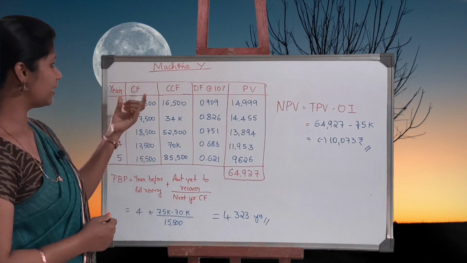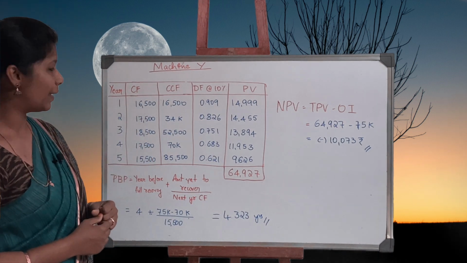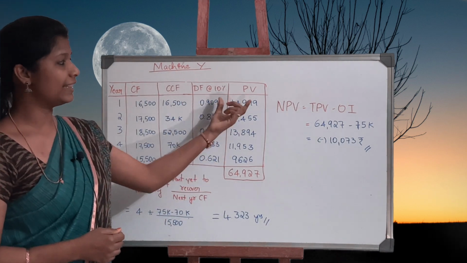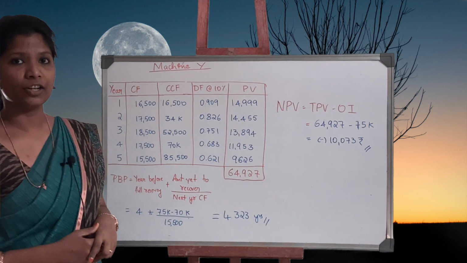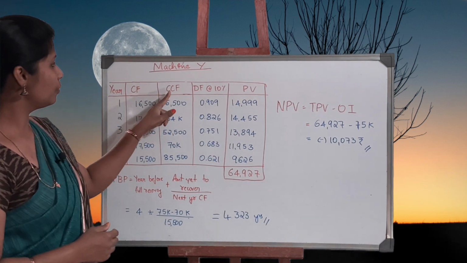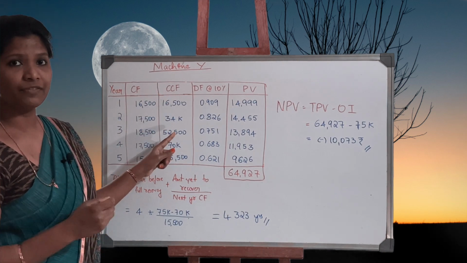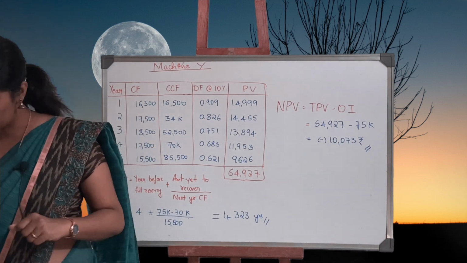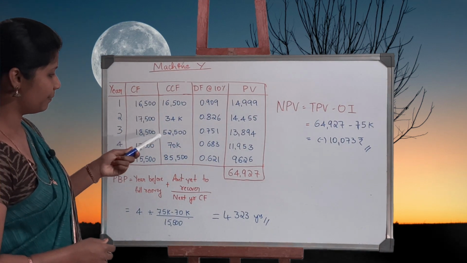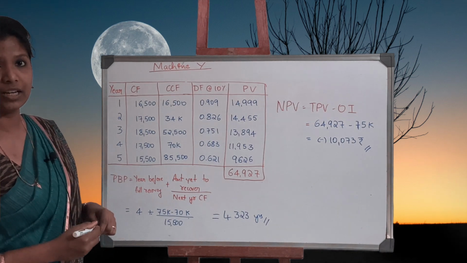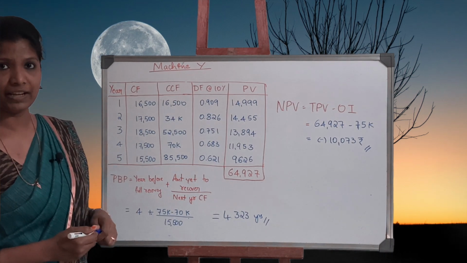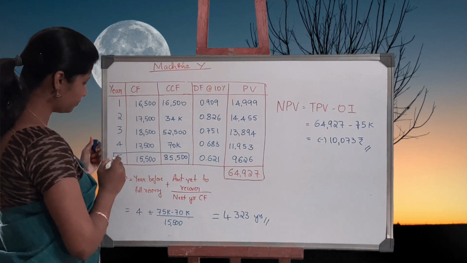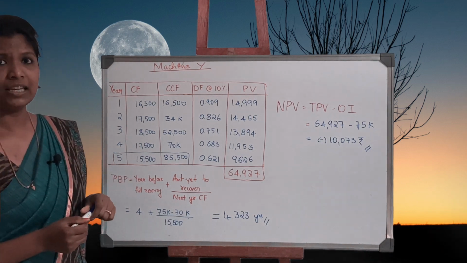So here are given the cash flows as we have found out in the working note for machine Y, the cumulative cash flows, discount factor at 10% rate of interest and the present value. So first we need to find out the payback period. Now cumulative cash flows, we need to check. Our investment for machine Y is 75,000. That's the original investment. We need to check where does 75,000 come. So it's in the last year. In the 5th year is when we can recover our original investment. So the 5th year becomes the year of recovery.